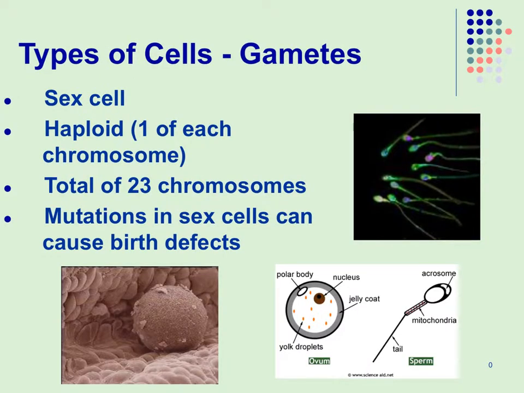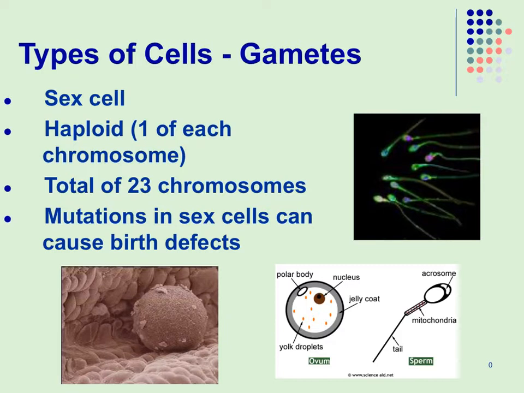So again, sex cells, you need to know the two types. For females, it's an egg. For males, it's a sperm. We refer to those as gametes. You'll also see them referred to as germline cells. There are a couple of other names, but gametes are our sex cells, and they are what we call haploid, which means that they only have one set of each chromosome.